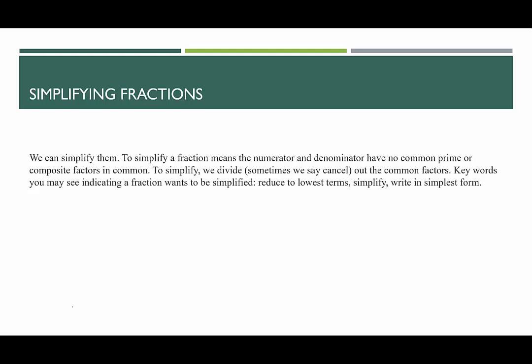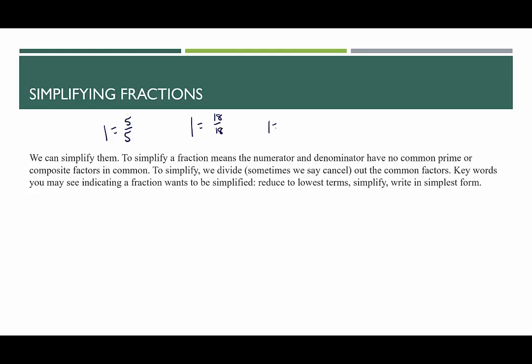Simplifying just means that there are no common prime or composite factors. Now, I also said here that we divide out common factors. And there's 2 ways that we can look at how we do this. But what we're really doing is we're applying the multiplication identity, which is you can take any number and multiply it by 1, and you don't change the value of that number. Now, of course, 1 doesn't look like 1. 1 comes in all sorts of flavors. 1 is the same thing as 5 divided by 5, because 5 divided by 5 is 1. 1 also equals 18 over 18, because 18 divided by 18 is 1.